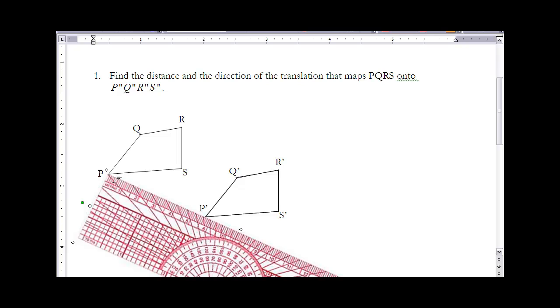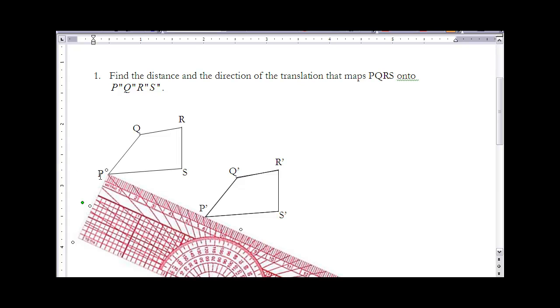Let's take a look at example number 1. It says find the distance and the direction of the translation that maps PQRS onto its image P double prime, Q double prime, R double prime, S double prime. To do that, I'm going to get my ruler, and the first thing I'm going to do is measure the distance. It doesn't matter what points you use, as long as you pick a pre-image point and an image point. So I've got my ruler set up to deal with P and P double prime.